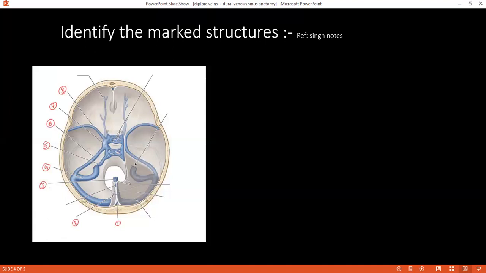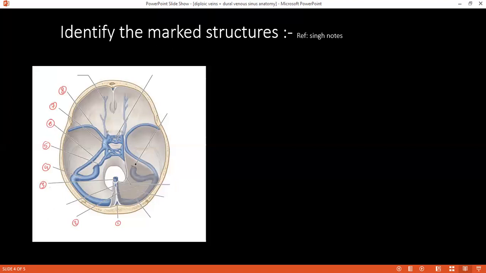Can you tell me why the sigmoid sinus is called sigmoid sinus? Because of its shape, ma'am. Yes, very good. Number 4 is the sigmoid sinus. Where exactly is it located? It's located in the floor of the posterior cranial fossa. Very good. Okay. If you can tell me which one would be the sphenoparietal. Sphenoparietal is number 8. All right. Good.